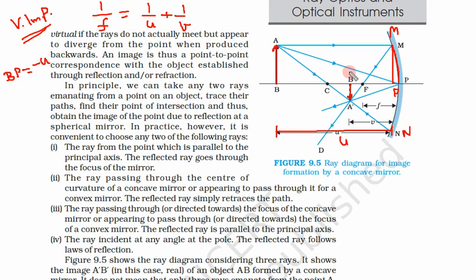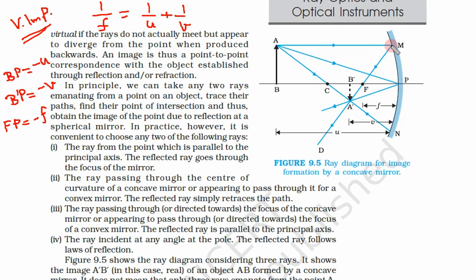Now the second distance, what is the distance of the image? B dash P is nothing but v, it is called v. So B dash P is minus v. What is the third distance? The distance between this focus point and pole, FP, is called f, the focal length, and it is also on the left side, so this is also negative, minus f. All 3 distances are negative. So first we have written all these distances. Now we have to solve this problem in 3 steps.